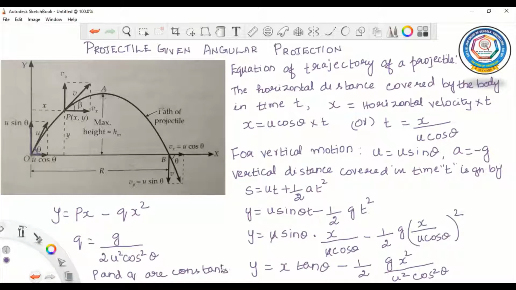Since y is a quadratic function of x, the trajectory of a projectile is a parabola. So we are proving that this path is a parabolic path. So the trajectory of a projectile is a parabola.